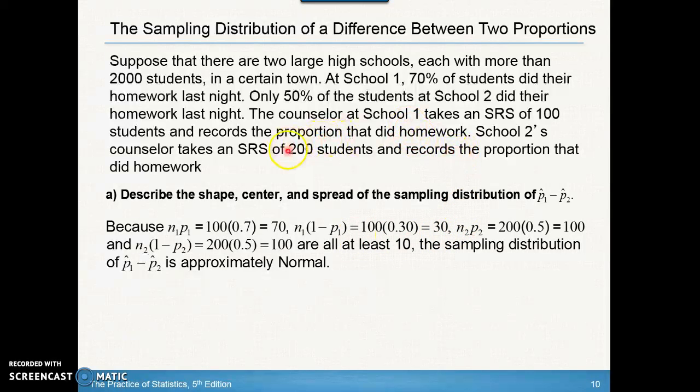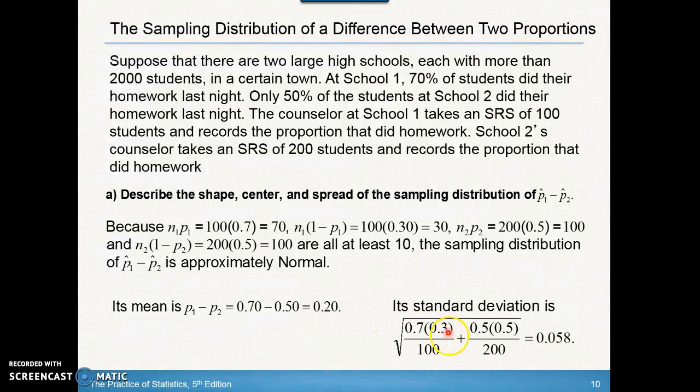Now take a look at the second sample separately. I want to take 200 times 0.5 since 50% did their homework, and then 200 times 0.5 since 50% did not do their homework. Since all of those are at least 10, and you have to check both of them and show the numbers plugged into both, the sampling distribution of P1 minus P2 is approximately normal. Okay, so what is the center? The center is the same thing as the mean. So I'm just going to subtract the two population proportions to find the mean of the sampling distribution of the differences. So 0.7 minus 0.5 is 0.2.